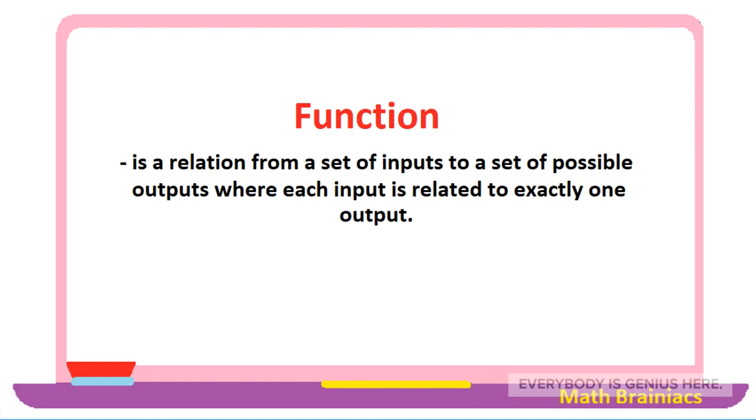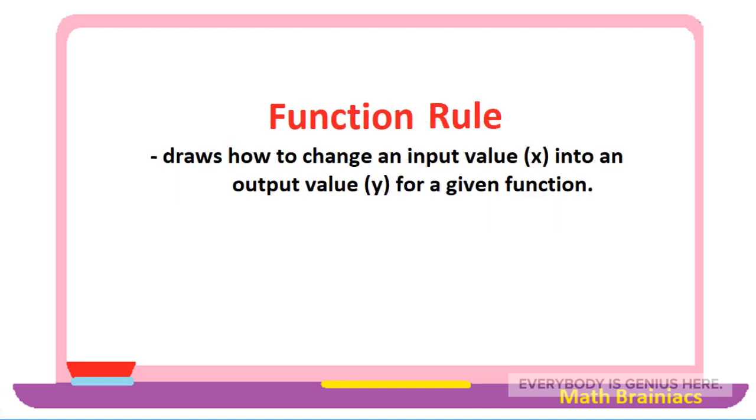A function is a relation from a set of inputs to a set of possible outputs where each input is related to exactly one output. A function rule describes how to change an input value, which is usually represented by a variable x, into an output value, which is usually represented by a variable y for a given function.